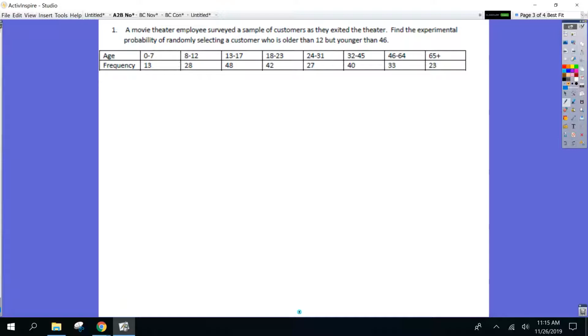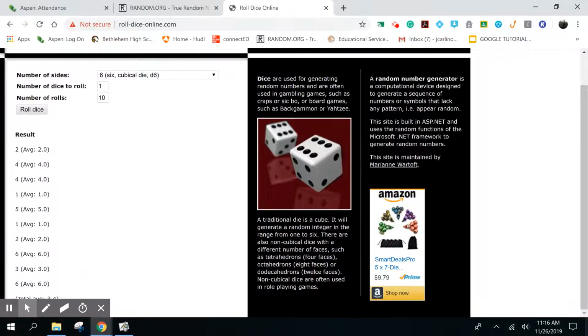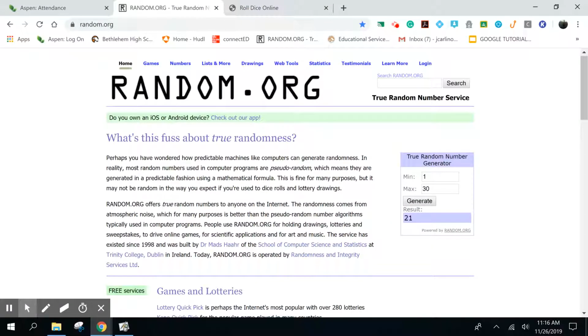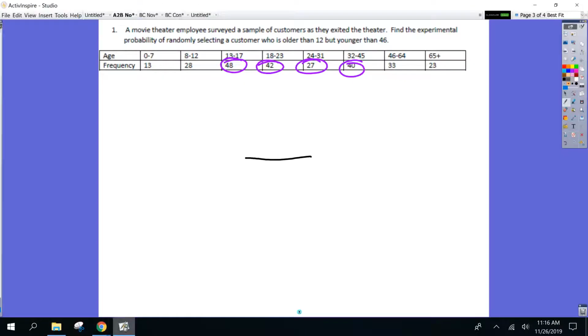13 to 17. So I have 48. Do I take 18 to 23? Yep. 24 to 31. 32 to 45. 46 to 64. Nope, I stop right there. So what is my total number of people that fit in this age range? 4? Oh, that's the common rookie mistake. There's not 4 people. There's 4 age ranges.